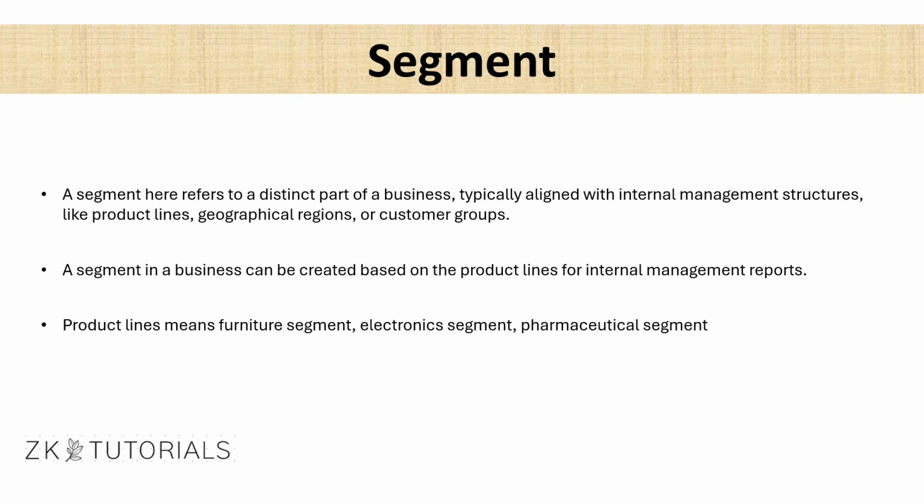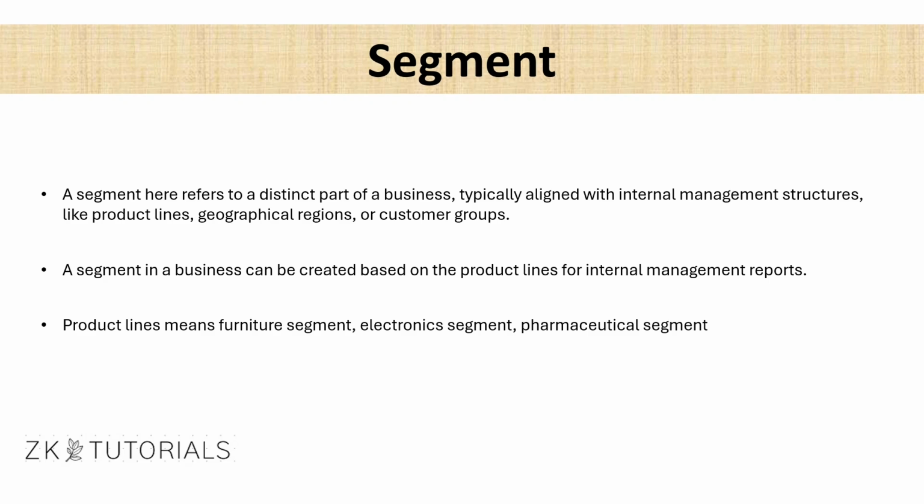What actually are product lines? Suppose we have a furniture segment, electronic segment, and pharmaceutical segment. For all these types, we'll create a separate segment for each type of product line. In the furniture segment, we could have tables and chairs, which are made of wood or iron.